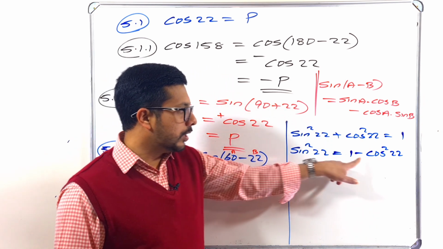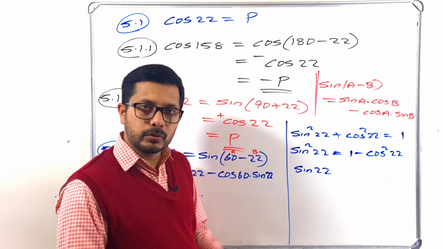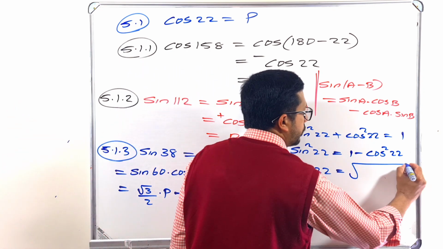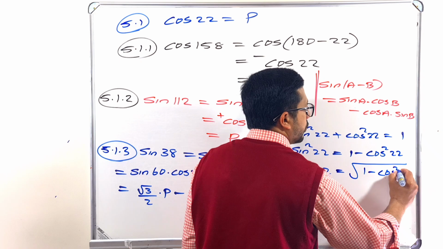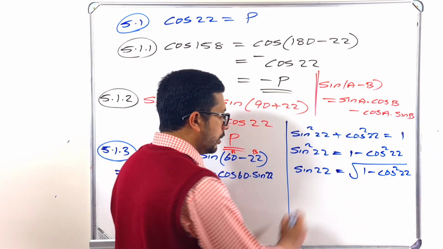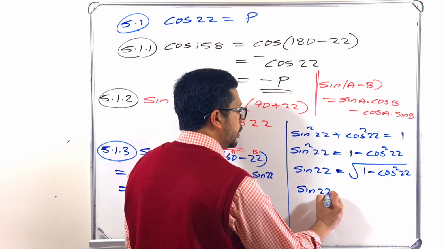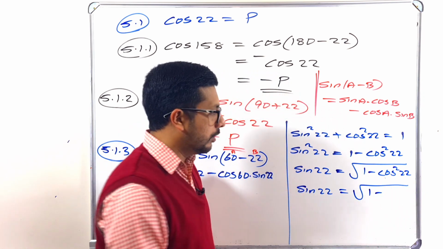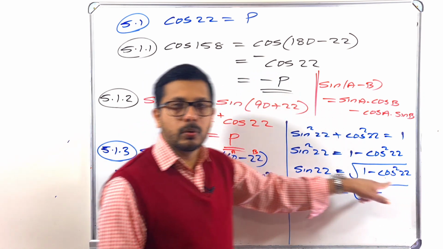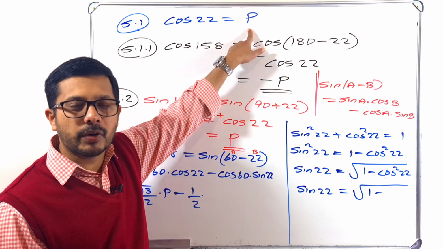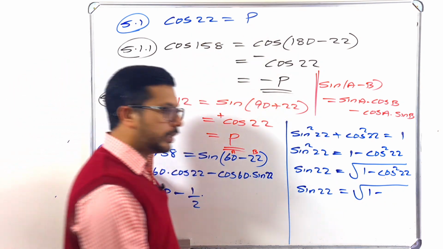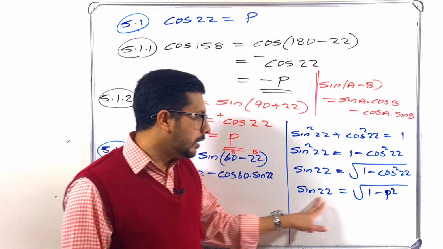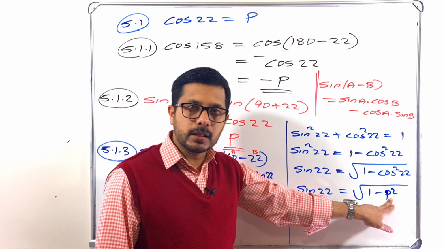Sine square 22 is this one. So what is sine 22? Square root of that one. Am I right? Okay, so this is square root of 1 minus cos square 22. So sine 22 is equal to square root of 1 minus cos square 22. Cos 22 is P. So what about cos square 22? That is P square. So look at this one, sine 22 is root of 1 minus P square.